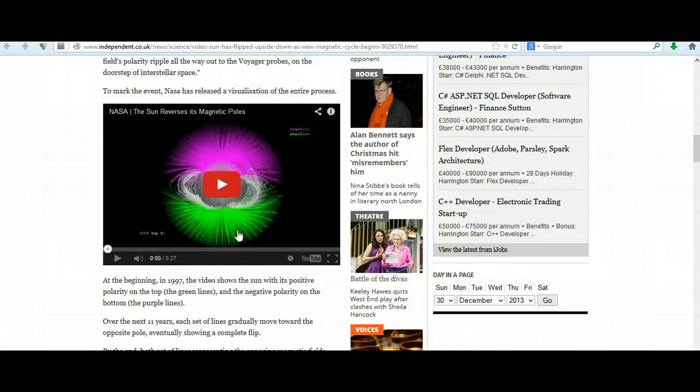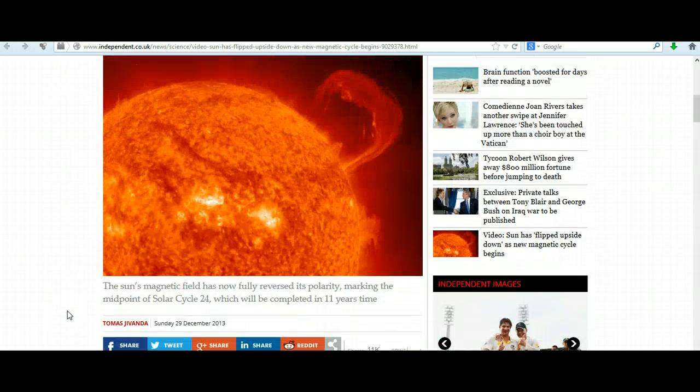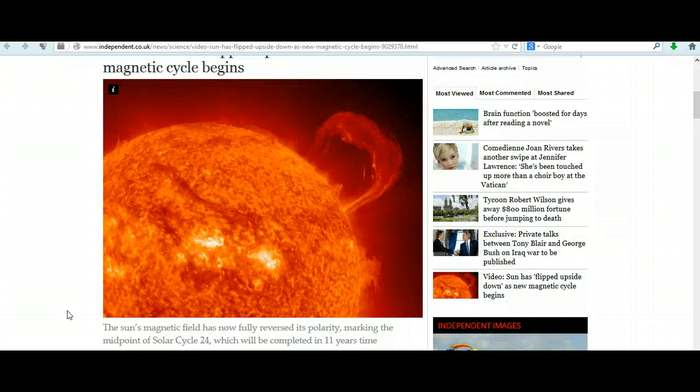And so it does this every 11 years. Now this solar cycle we're in is solar cycle 24, and we are officially at the midpoint due to this occurring. And so we can expect the sun to start being a lot more active.